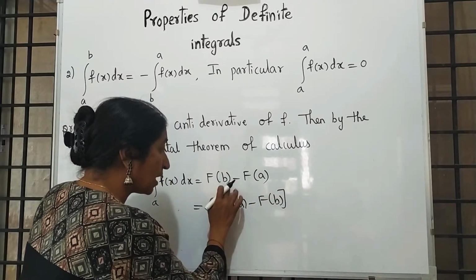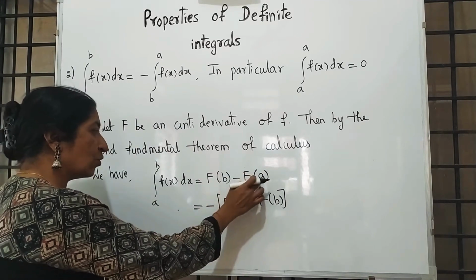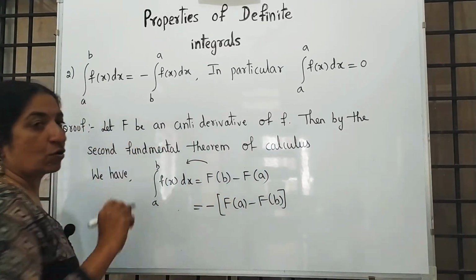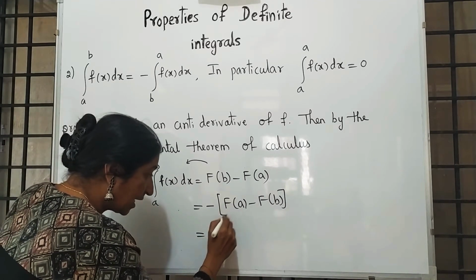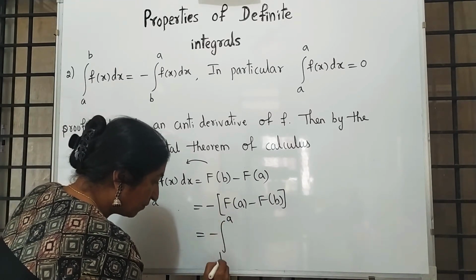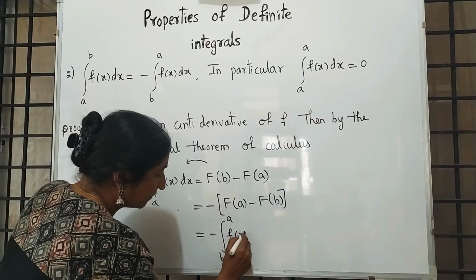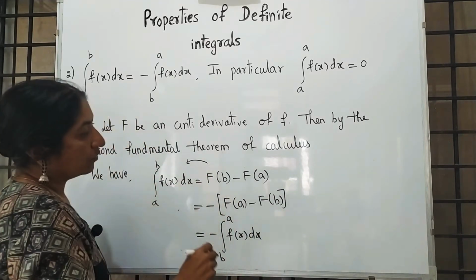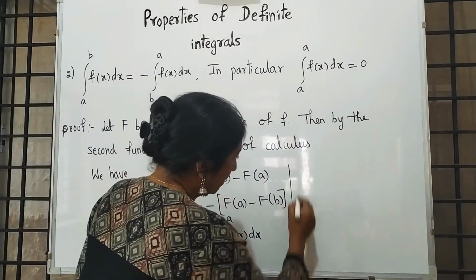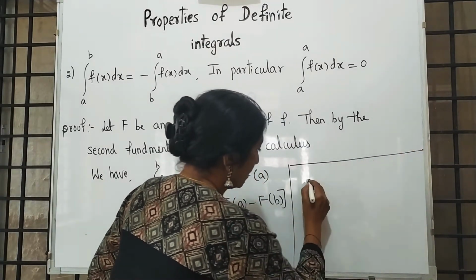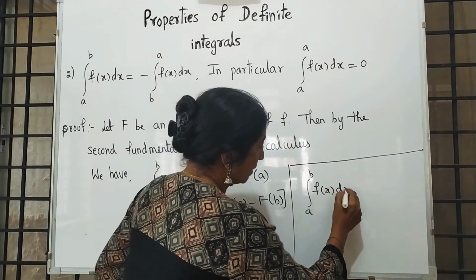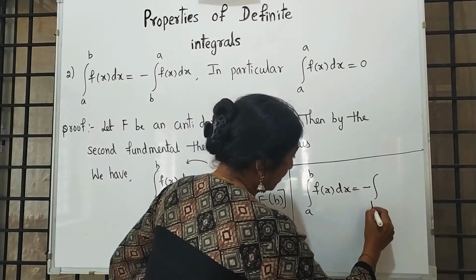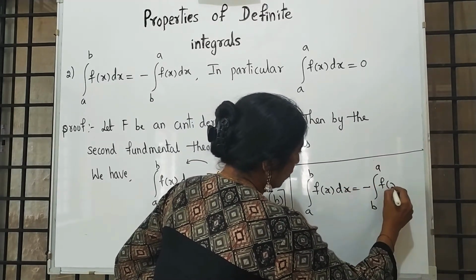You know that this is the upper limit, b comes here, this is the lower limit. You can write it in the reverse order also. Now when you apply integration here, a is the upper limit and b is the lower limit. So what is the property then? The property is like this. Integration from a to b f of x dx is equal to minus integration from b to a f of x dx.